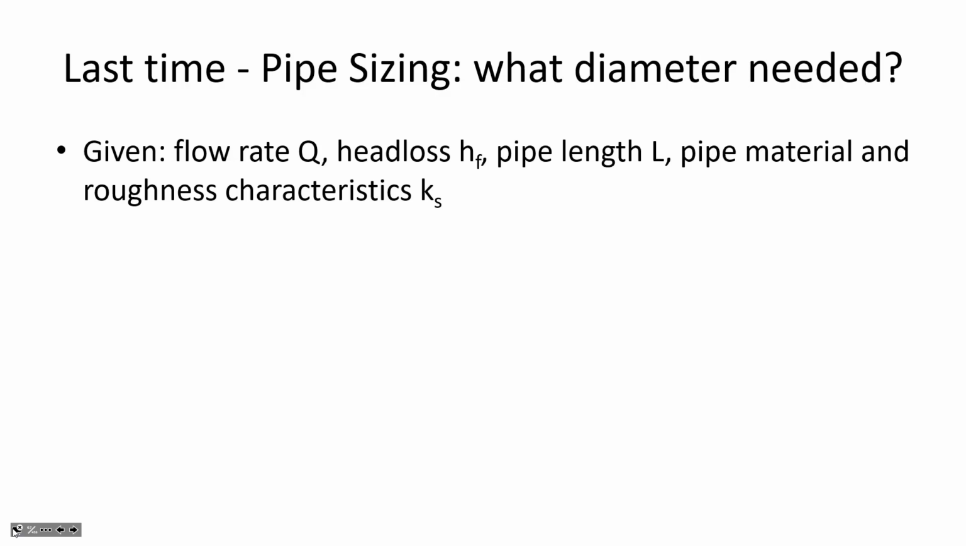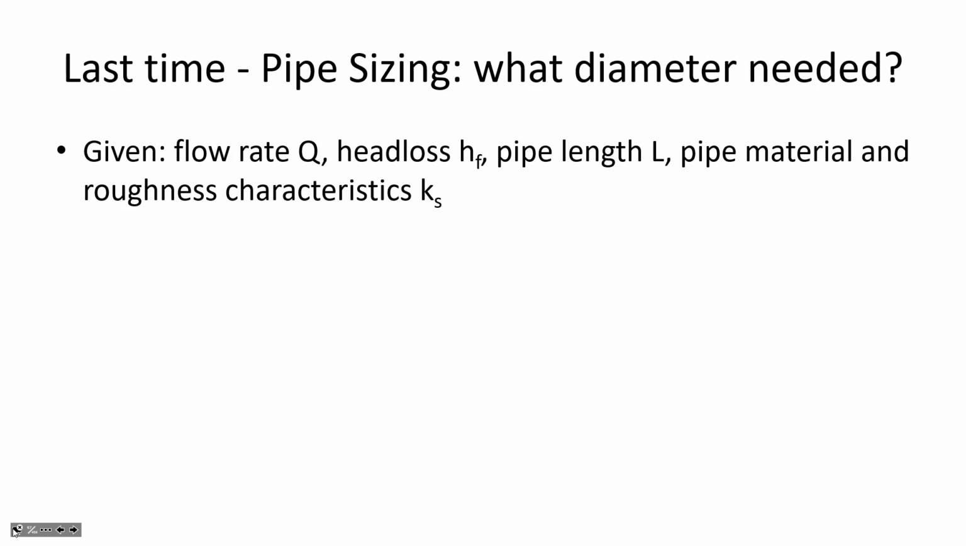Last time, we had this conundrum. The problem was we're trying to figure out how big should the pipe be. You know, we want to make sure there's enough pressure downstream. So you want to have a big pipe to deliver lots of pressure downstream, but you want to have the pipe be as small as possible to save money.